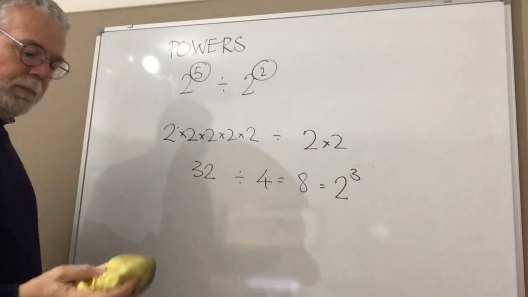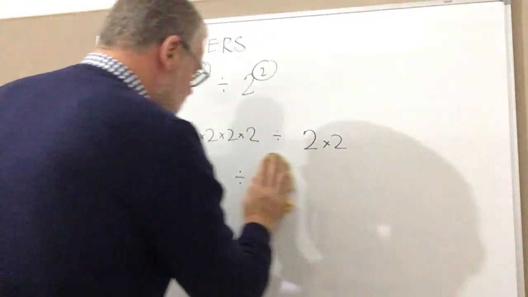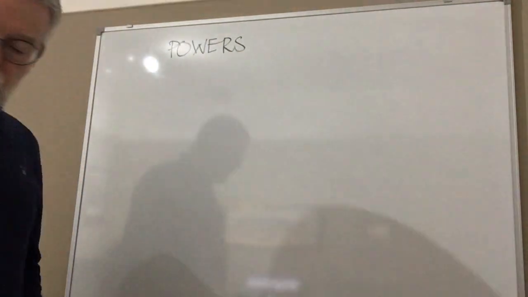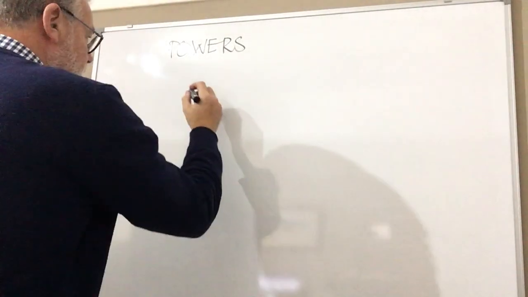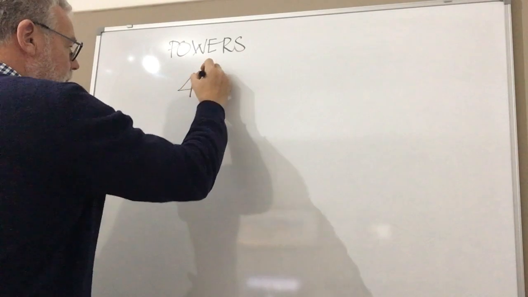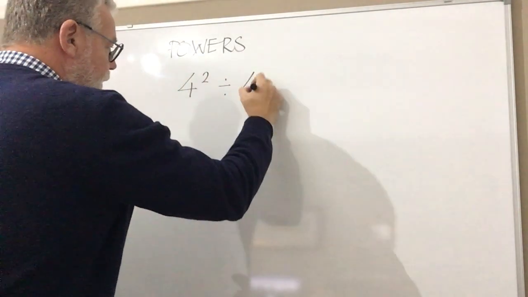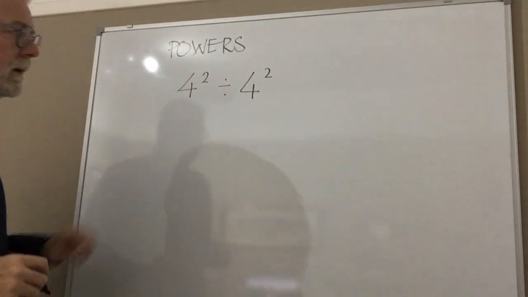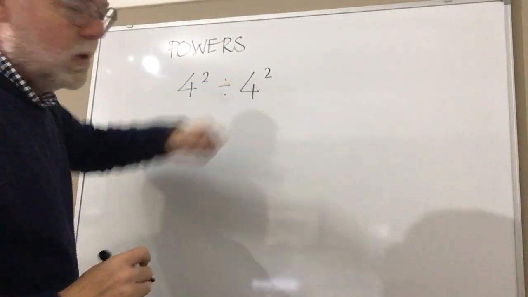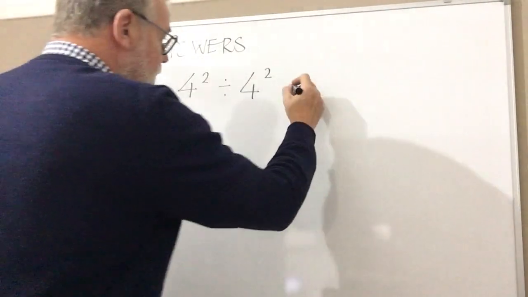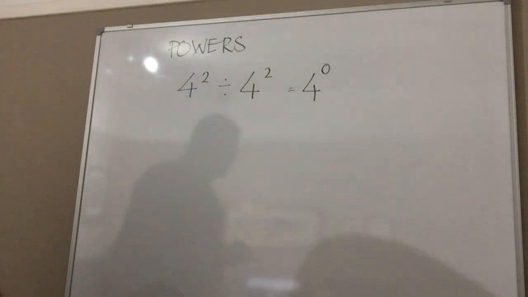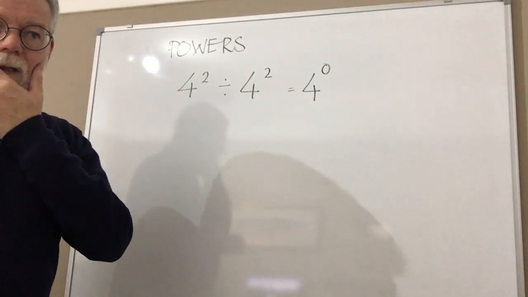Now there's one final point that I want to look at, which I think is quite challenging, but quite interesting. So let's say this time I've got 4 squared divided by 4 squared. Now you're going to say to me, well, we know what we're doing. We subtract the indices, quite correctly, to give us 4 to the power 0, wouldn't we? Because 2 take away 2 is 0.